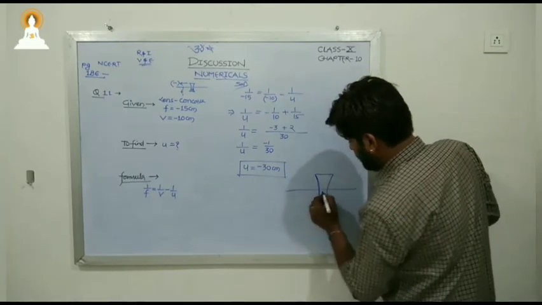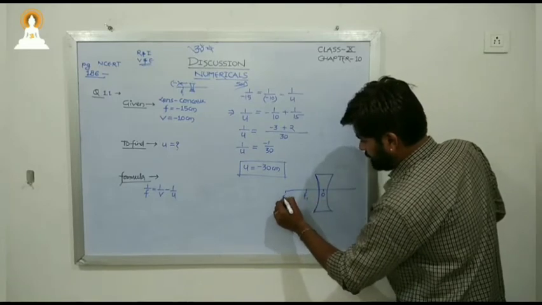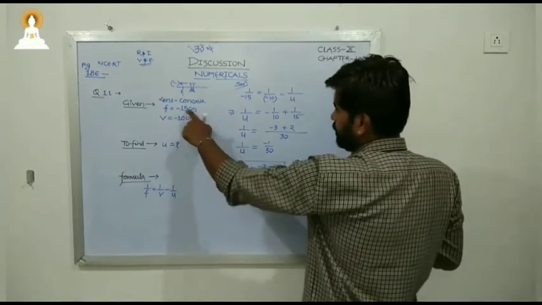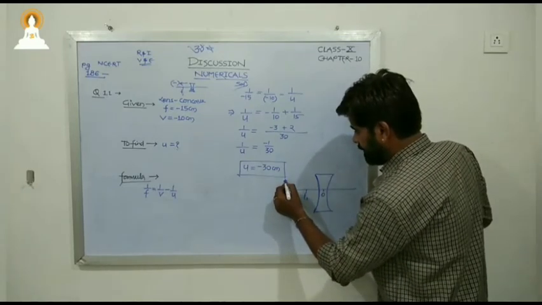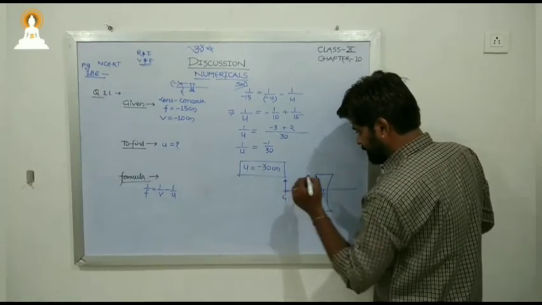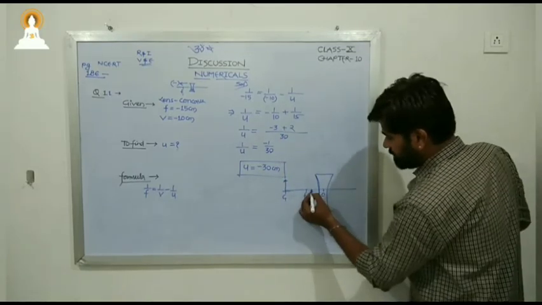Yes, and this is the optical center. This is the focus 1. This is the center 1. Now they have given the focus is minus 15, then this will be 30. So the object will be placed here, yes, this is the object. Okay, and then the image is at minus 10 centimeter, which means the image is somewhere here.